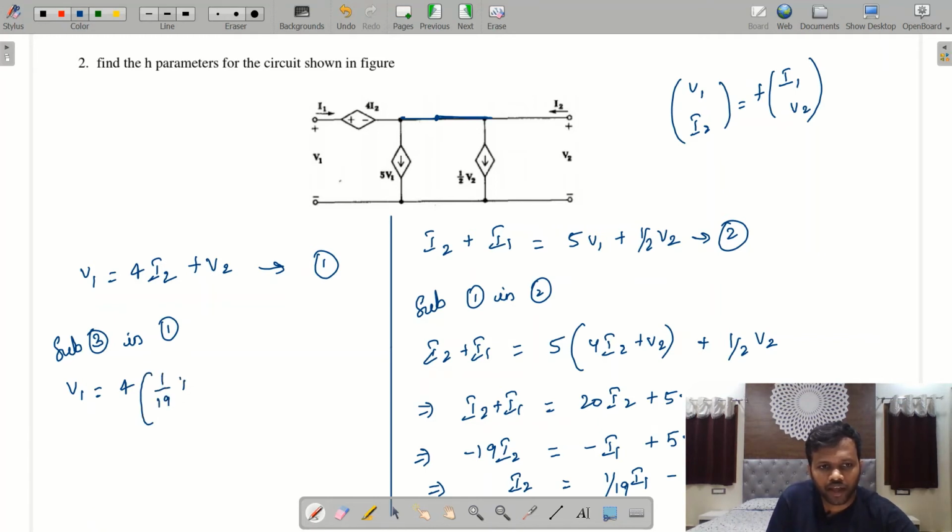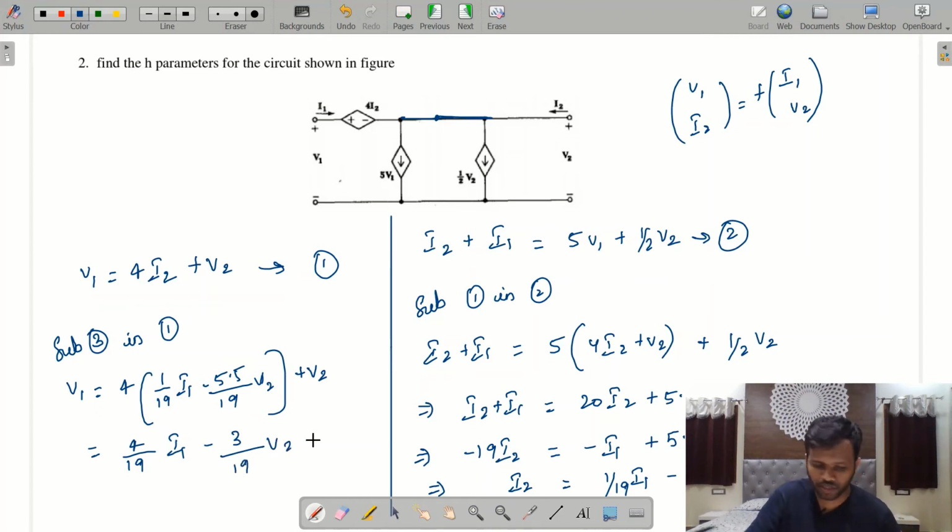1 by 19 I1 minus 5.5 by 19 V2, plus V2, right? So 4 by 19 I1 minus 3 by 19 V2. One minute, we will check again. 1 minus 4 into 5.5 by 19, yeah, minus 3 by 19. Okay, so this is my equation 4.